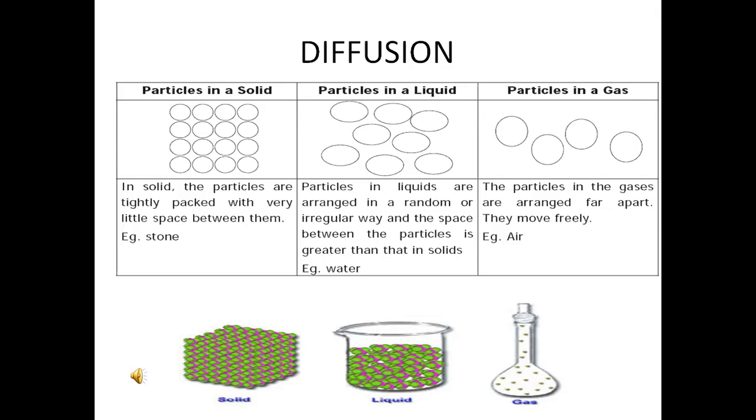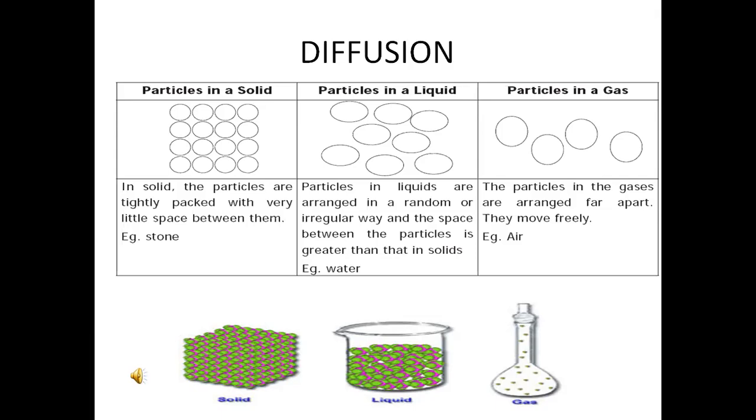Next one, particles in a gas. The particles in gases are arranged far apart. They move freely. For example, air. These are the particles in the solid, liquid and gaseous states. Solid, for example, stone. Liquid examples: water and all liquid things.